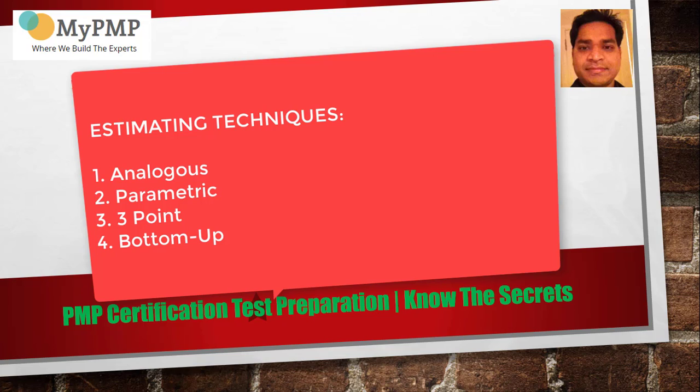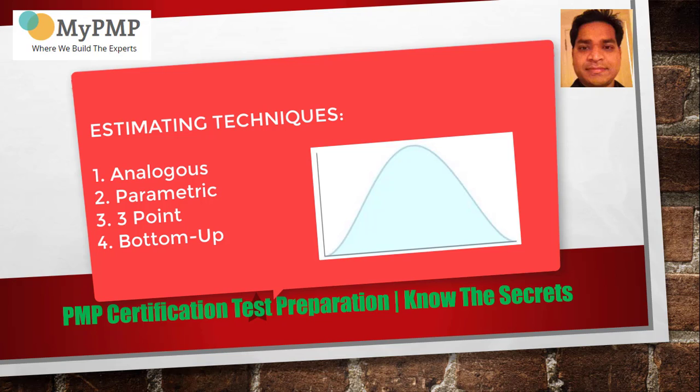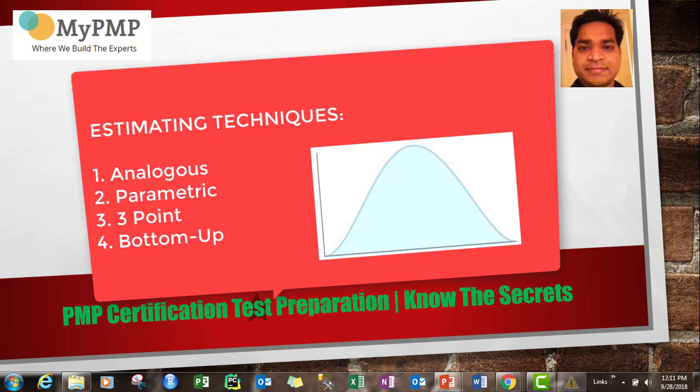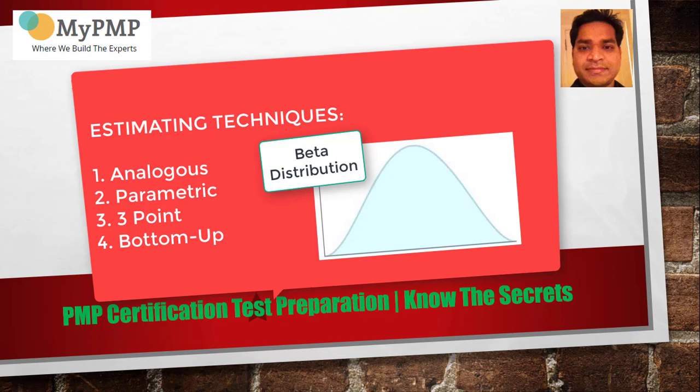As I've said earlier, the PERT estimate will be using a specific technique that is a weighted average, and it uses a special kind of statistical distribution known as beta distribution.